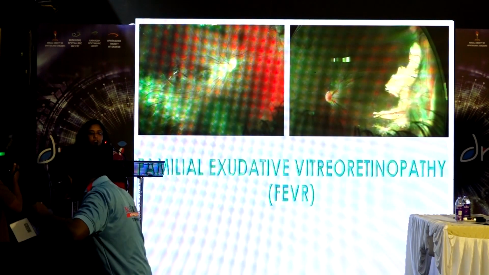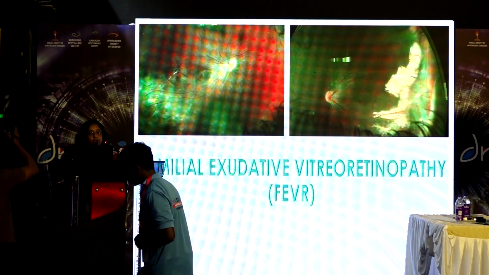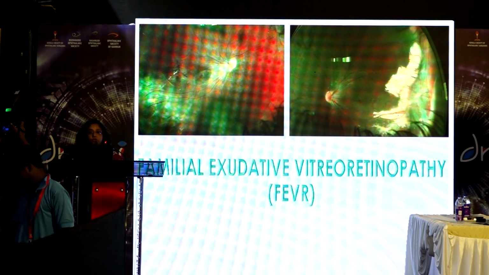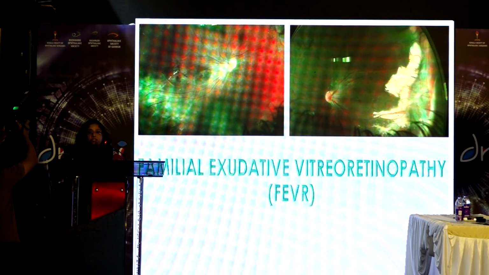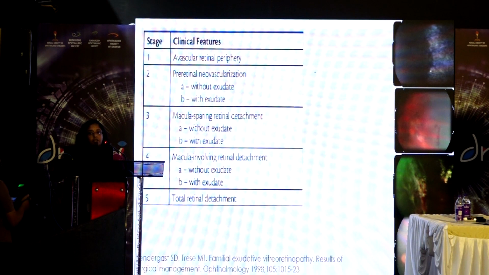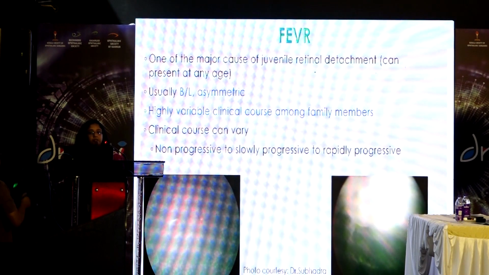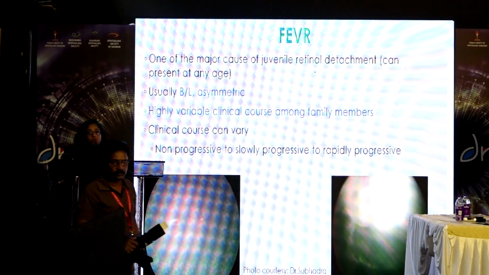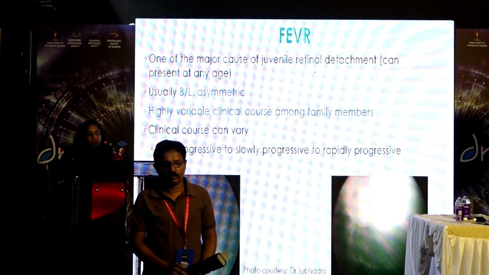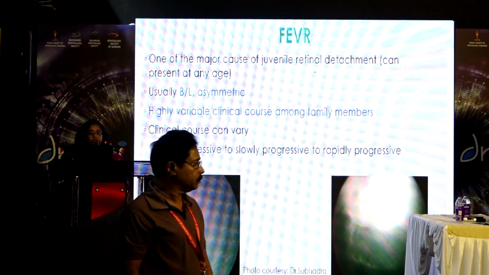So coming to the first one, the familial exudative vitreoretinopathy. Even though we thought it was very unusual, I do see at least 1 or 2 babies in the month in my OPD. The classification starts from an avascular peripheral retina in stage 1 to total retinal detachment. The main thing you have to remember is that this disease is bilateral, but it can have severe asymmetric presentation with severe disease in one eye and a mild stage in the other eye. And the clinical course can be variable.